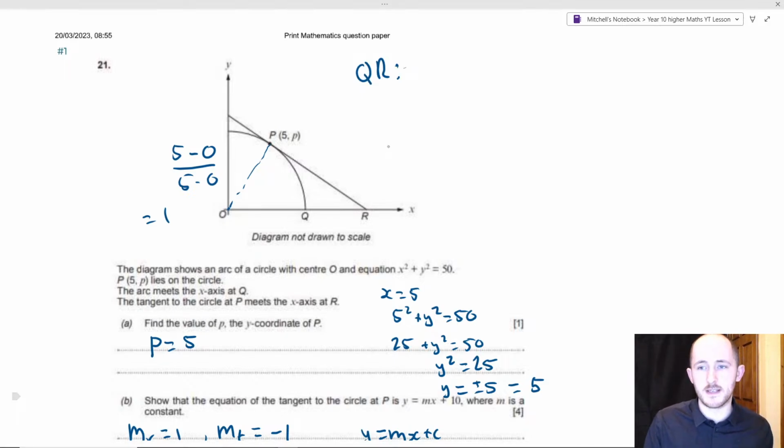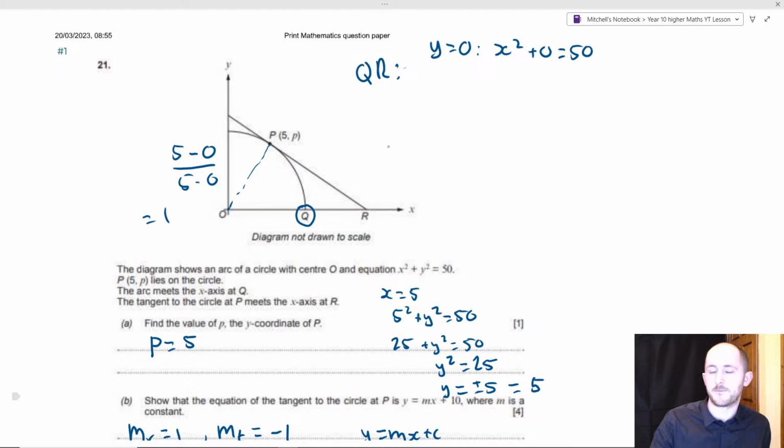So a few ways to do this. One of the ways is to, first of all, work out what Q would be. So how can we work out what Q is? Well, whenever it crosses the x-axis, that means y is going to equal 0, right? So y equals 0, which means you're going to have x squared plus 0 equals 50. So x squared is equal to 50. X is equal to plus or minus square root 50.